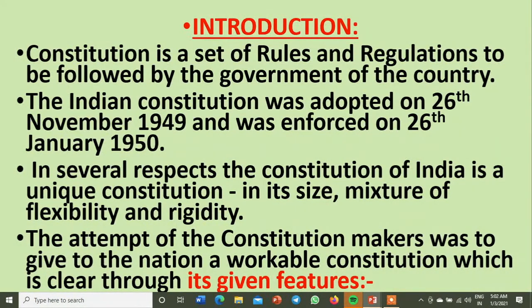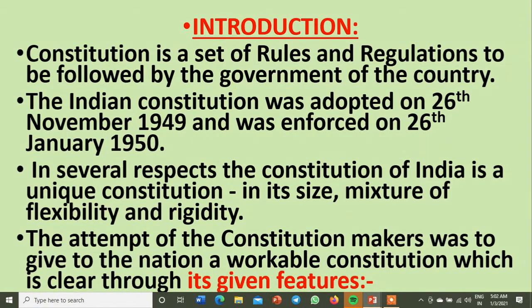The Indian Constitution was adopted on 26th November 1949 and was enforced on 26 January 1950. I have discussed it in detail in the last lecture. Why was it enforced on 26 January? You remember in 1930 on 26 January our demand for complete independence or Purna Swaraj was made. So in several respects the Constitution of India is a unique constitution in its size, mixture of flexibility and rigidity. So the Indian Constitution is a unique constitution of the world.